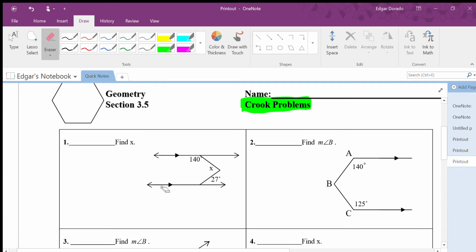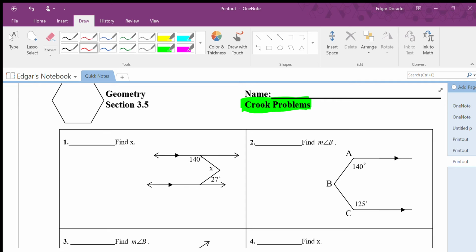Now, the reason why that's important is because if those two are parallel, then we know a few things. We know that if two lines are parallel and they're cut by a transversal, then they must have alternate interior angles that are congruent, alternate exterior angles that are congruent, corresponding angles that are congruent, and it must have same side interior angles that are supplementary. Okay, so let's just keep those few things in mind. But this is how Crook problems work.